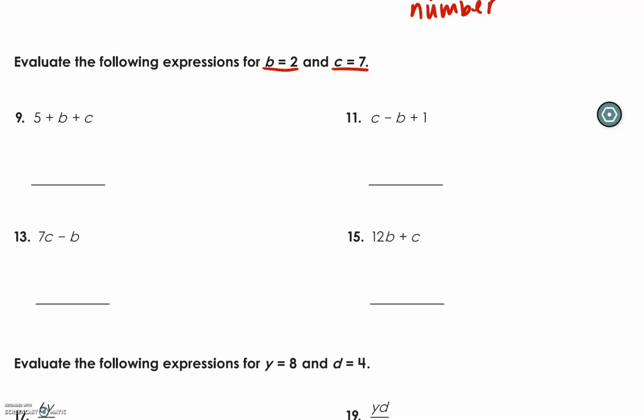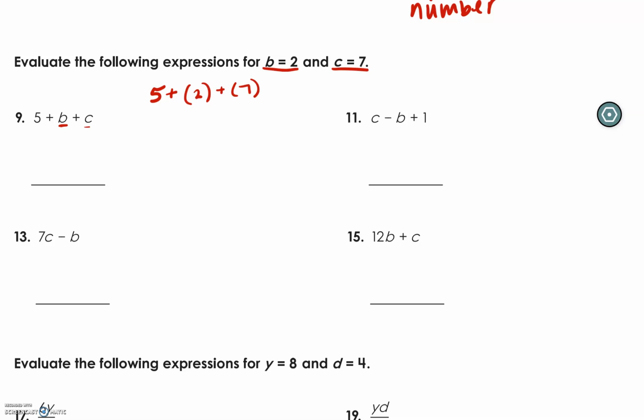So let's take a look at number 9. We have 5 plus b plus c. So we need to take b and c out of the game and substitute in the other player. So we still have 5 plus, but b is going to be replaced with 2. And then we're going to add c, and c is going to be replaced with 7. So notice my problem looks exactly the same. The only thing that's different is now it's 2 and 7 instead of b and c.